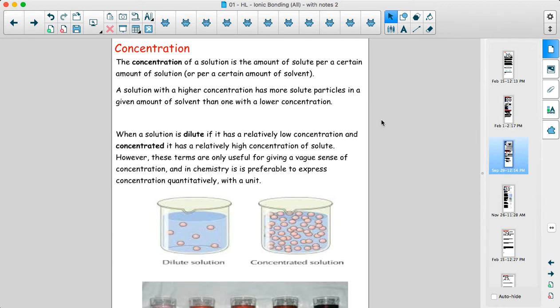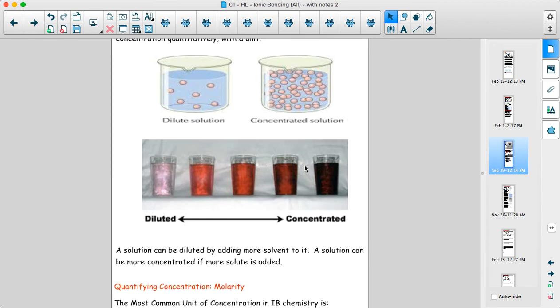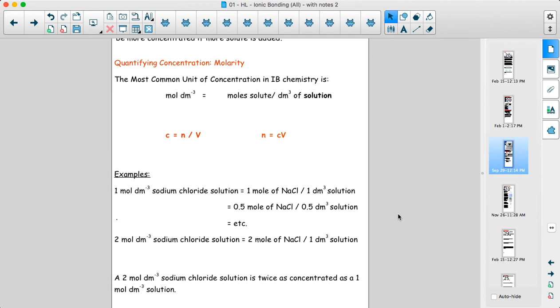And the last and maybe the most important aspect of solutions for the IB exam has to do with concentration. Concentration is how much of a solute is dissolved in a given amount of solution. We have vague terms like dilute and concentrated, with dilute meaning low concentration and concentrated meaning high concentration. But obviously there's a whole spectrum of concentration that you can have. So it's important for us that we quantify it.